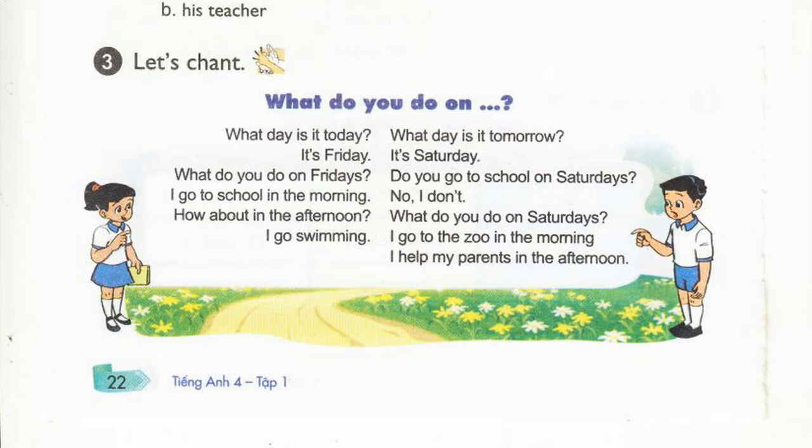What do you do on... 1, 2, 3, 4. What day is it today? It's Friday. What do you do on Fridays? I go to school in the morning. How about in the afternoon? I go swimming.